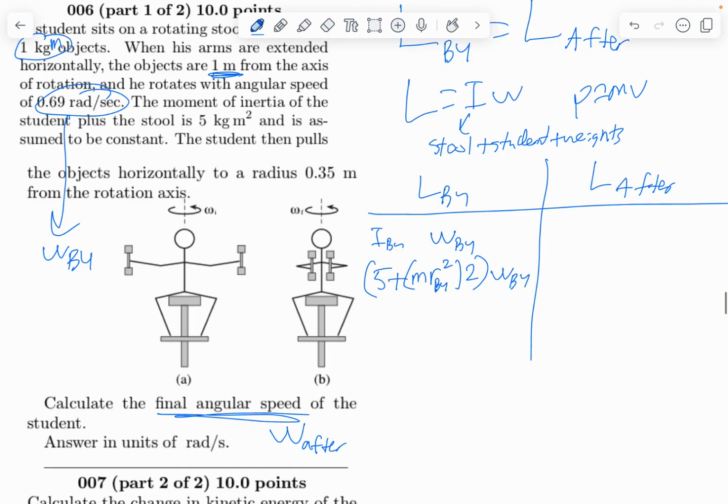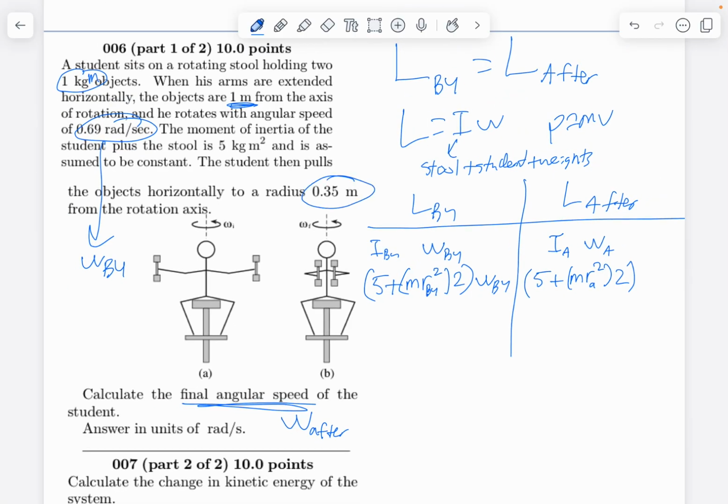And then our angular momentum after is our moment of inertia after, multiplied by our angular velocity after, which we don't know, right? The goal is to find our angular speed or angular velocity after we bring our arms in. So I after is going to be very similar. It's the student plus the stool. So 5 plus the point masses, like m r squared. Now our r is different, right? R is after. And there's still 2 of them, so multiply that by 2. So you'll get a number, right? My r after is 0.35.